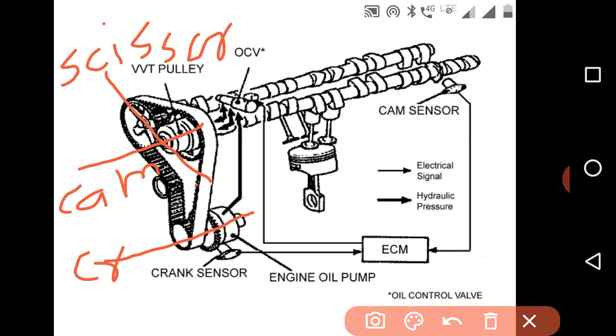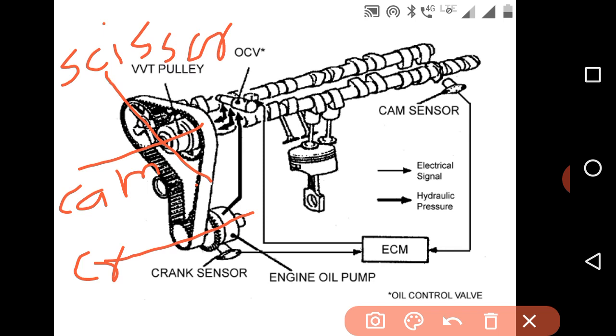Now we know that the camshaft is controlled by the crankshaft. We are controlling this camshaft with the help of the crankshaft, which means some of the power we are utilizing to run the cam. So the camshaft is an auxiliary device of the engine. Whatever power is generated by the engine, a small part is used to rotate the camshaft, and this camshaft will open and close the valve.